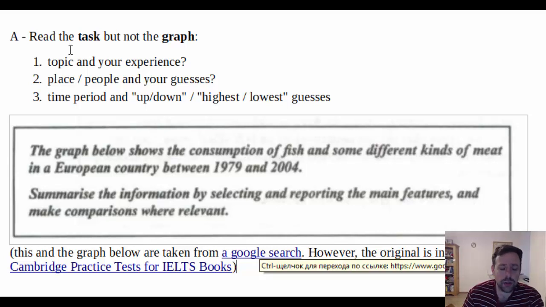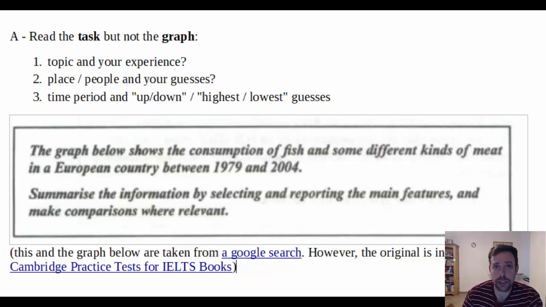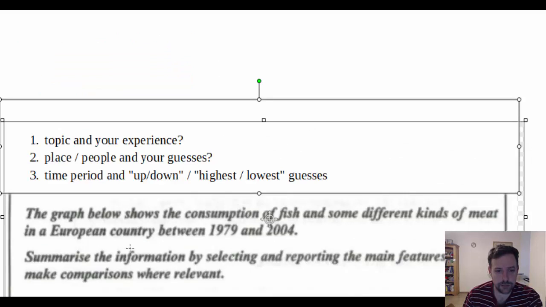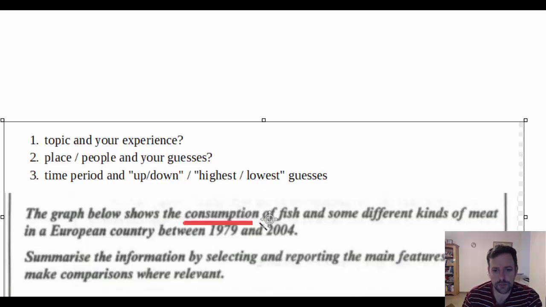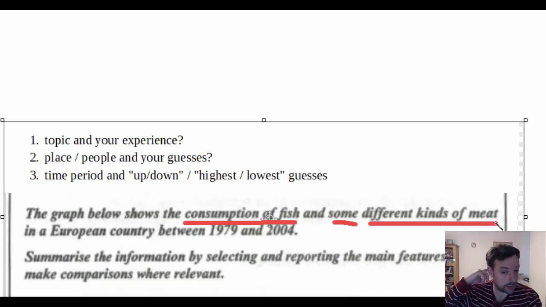Okay, so what do we need to do? The first thing is not to look at the graph. Step number 1 here, look at the topic and think about your experience. So let's just underline the topic here. The graph below shows the consumption of fish. So we're talking about the consumption of fish and some different kinds of meat. So it doesn't tell us which kinds of meat. We'll see that in the graph.